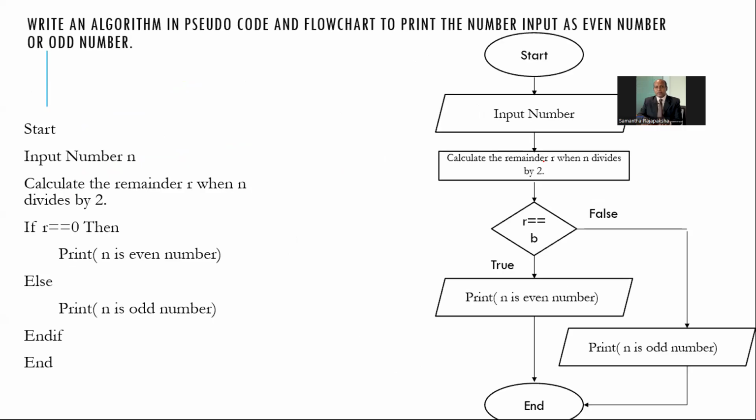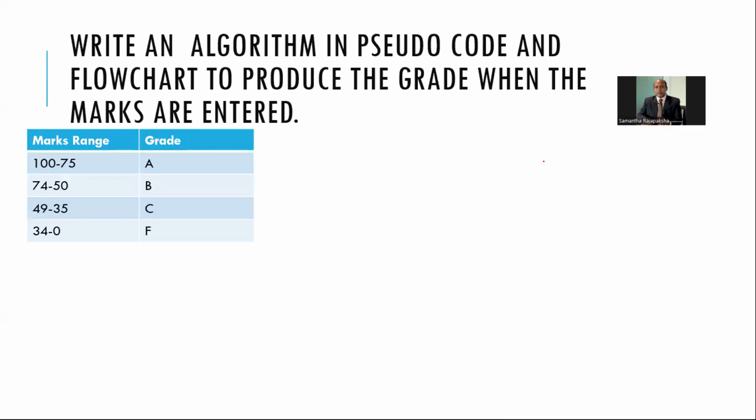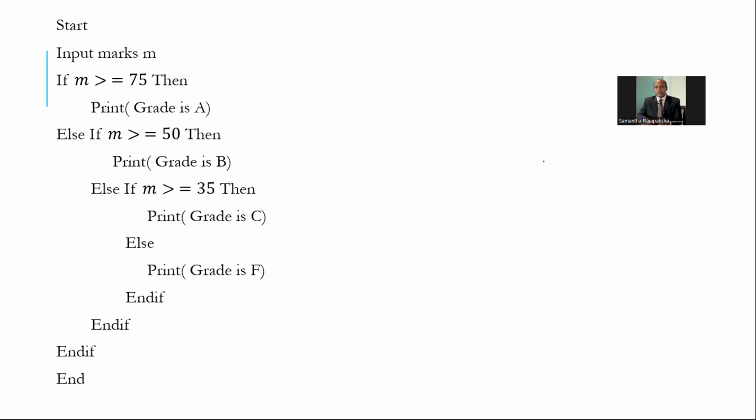So I think we have already discussed this one. Once the number is input, you can get the remainder. Based on the remainder value, you can say it is an even number or an odd number. And this one also I have explained to you, but there's a small difference, I think. Yeah, this one I have just explained to you, how to write the conditions.